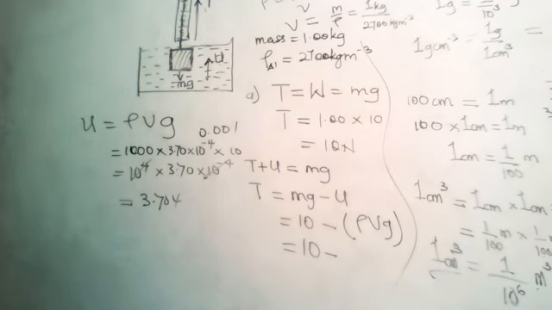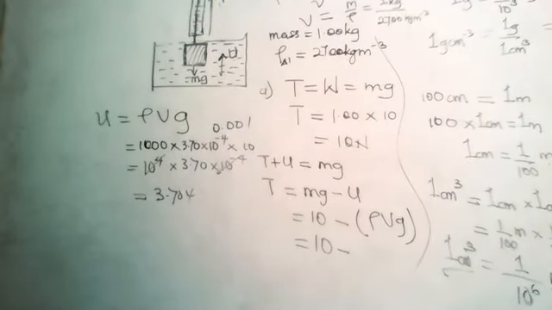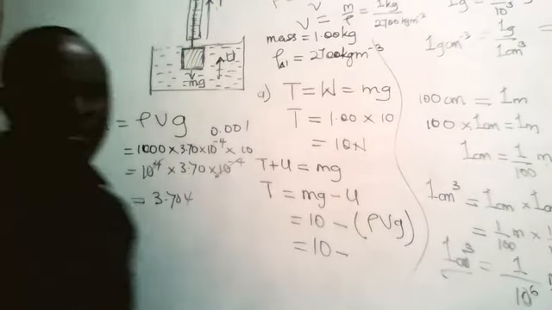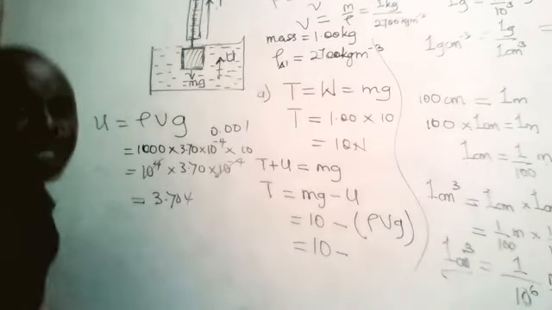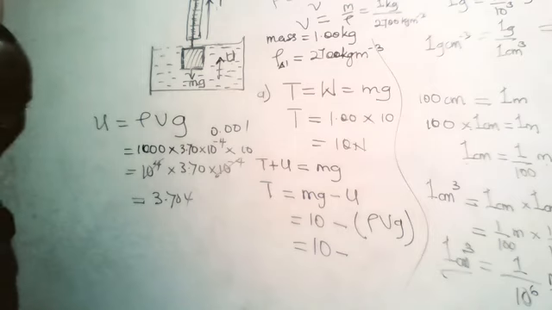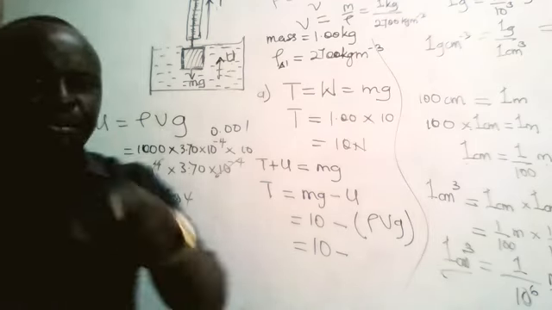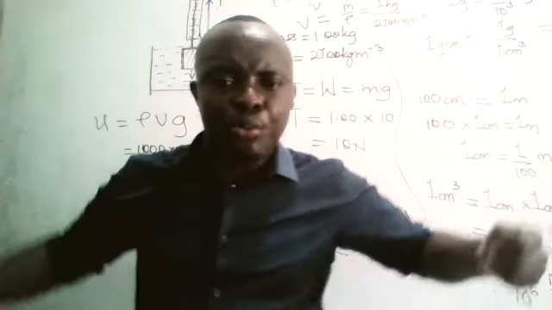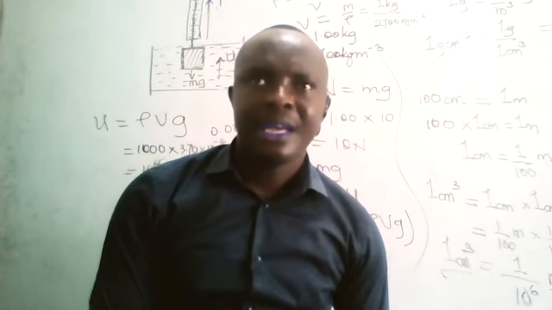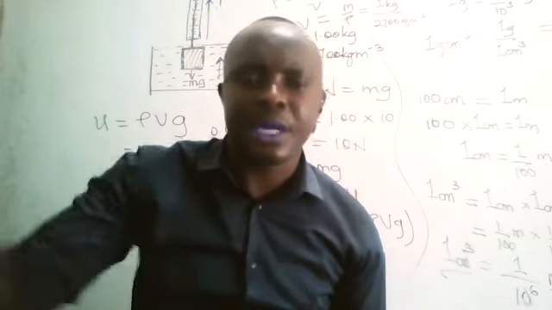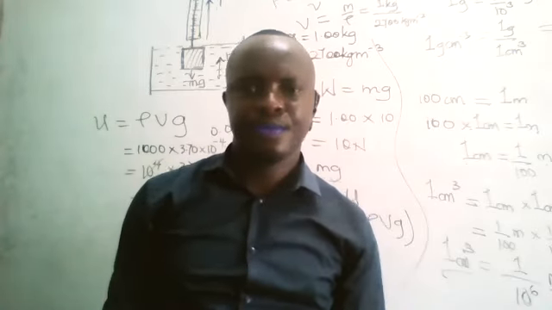Sir, I thought you said we are not using the density of the metal, we are using the density of the liquid. No, now we are looking for the volume of water displaced. Because the metal is completely immersed in the liquid, the volume of the liquid displaced is equal to the volume of the metal. Are you okay?